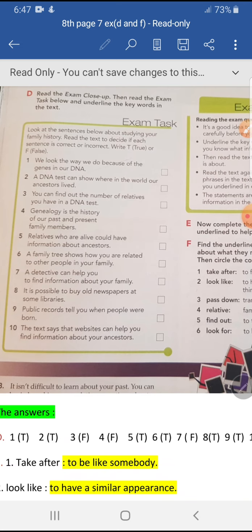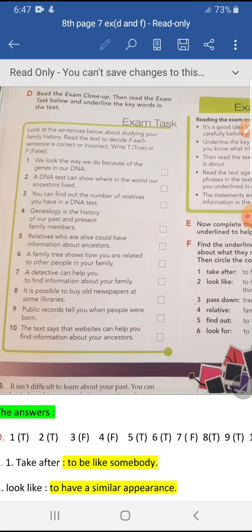Sentence number 1. We look the way we do because of genes in our DNA. True. Why? Because it is mentioned in paragraph 1. DNA contains genes that make each person in the world different.